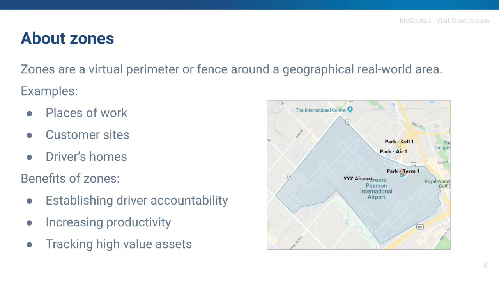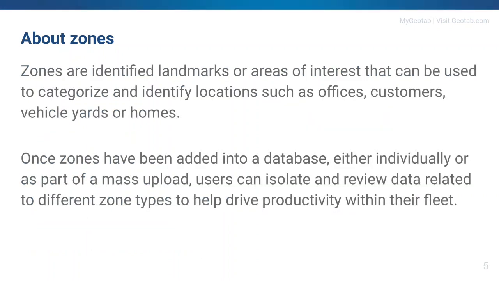Now, when you have zones added into your database and you're able to record that data, there are a few different things that you can do. A big one is establishing driver accountability. So having an understanding of how the drivers are spending their time, or having a more detailed understanding of that. Increasing productivity, which is one of our 5 pillars of innovation. So being able to ultimately make your business more effective. Tracking high value assets. Understanding what types of stops that they are making.